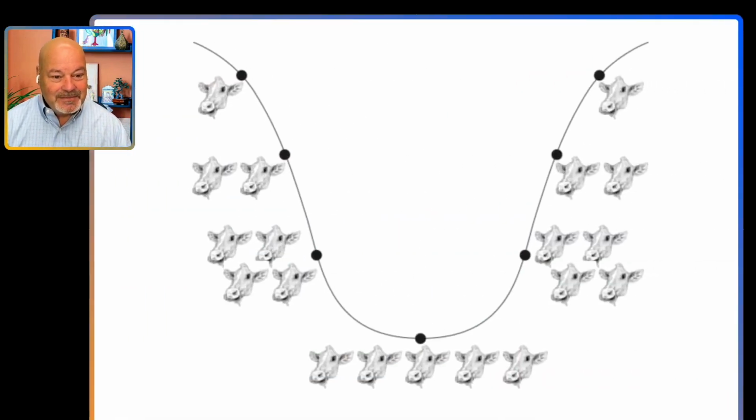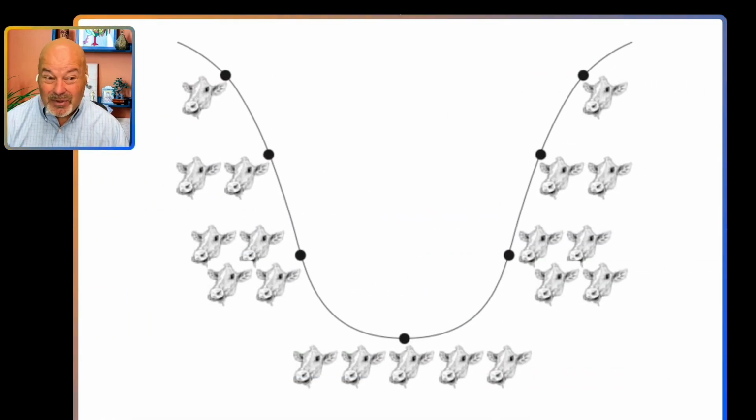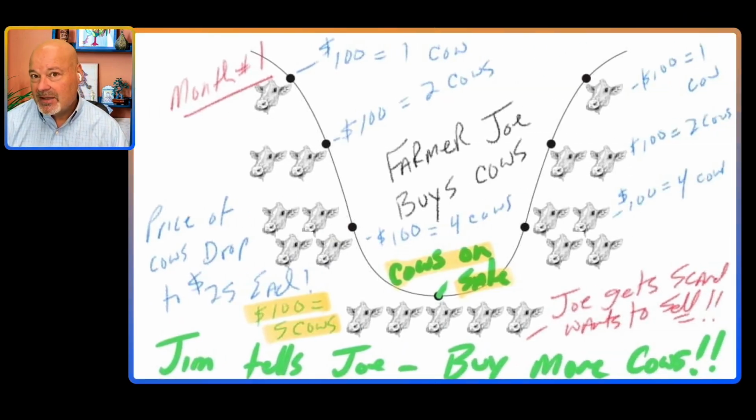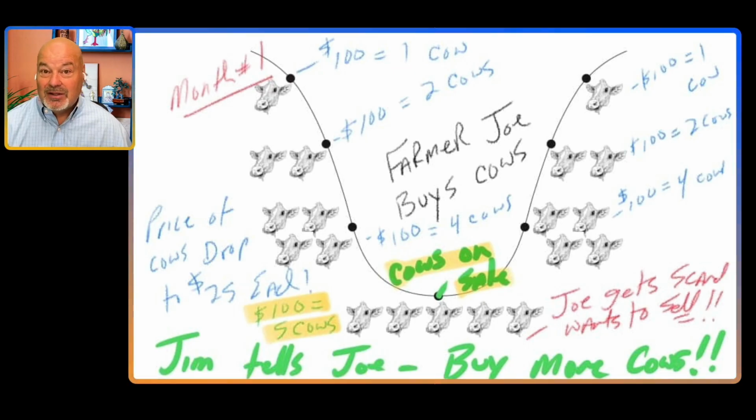So that's that. Now, the next month comes along. That would be month number 1, 2, 3, 4. Month number 4. And now cows are back up to $25 a head? How many cows does Joe get if they're $25 a head? You got it. This is a very simple illustration, right?